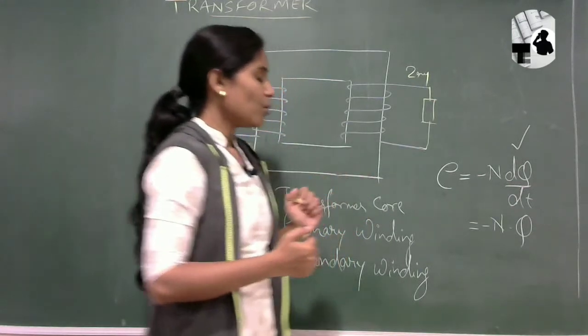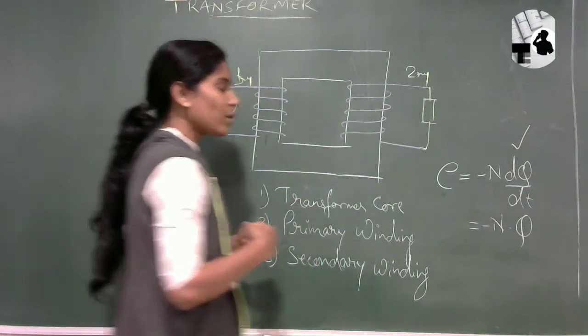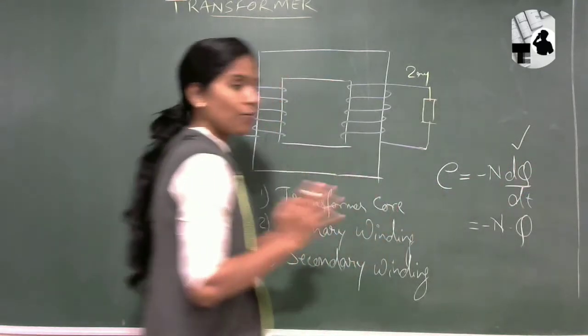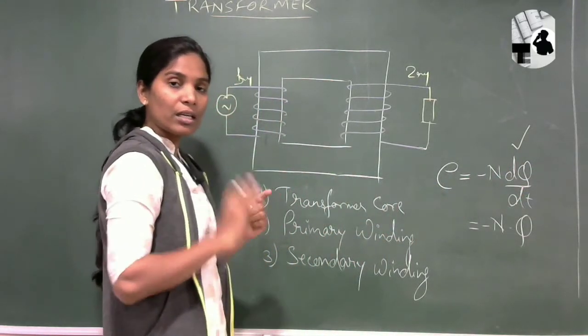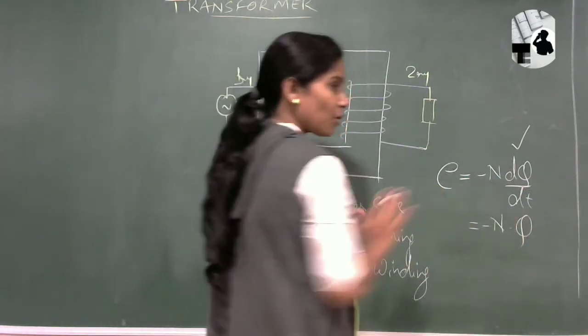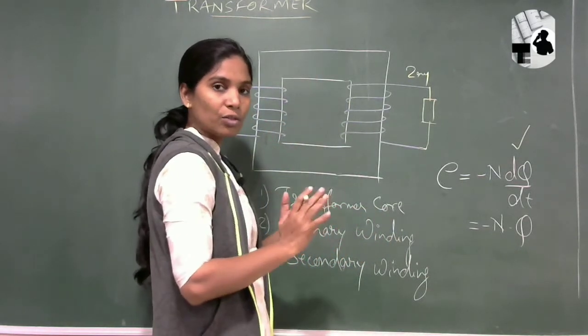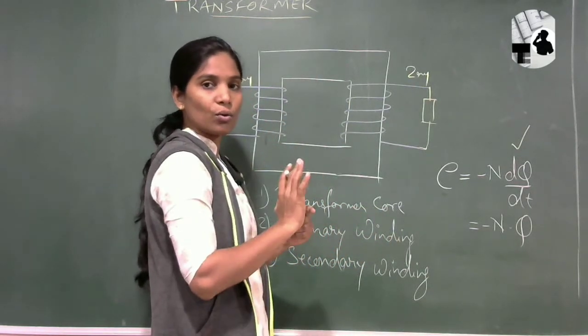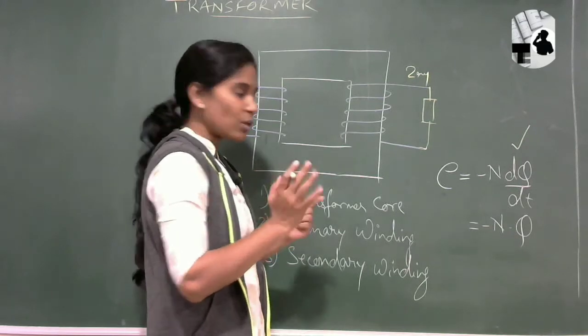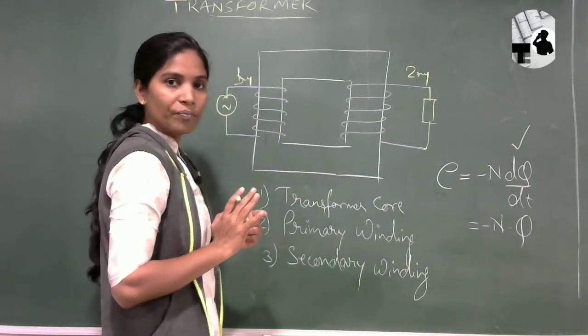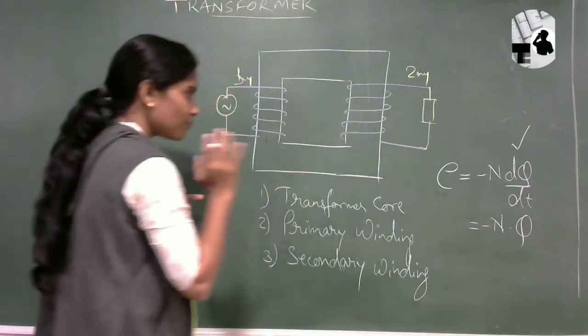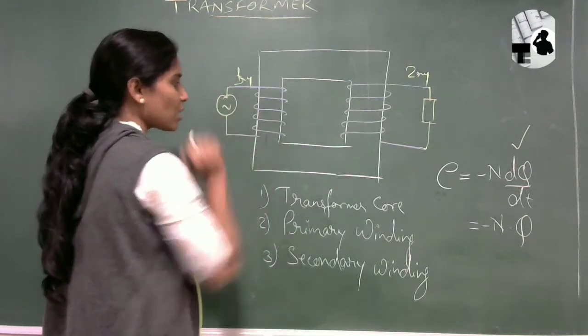So here also the same concept will be applied, that I should get some value of dφ/dt. If dφ/dt is 0, and we have some value of flux but the rate of change of flux is 0, that means the change in flux is 0, so there will be no EMF. That is a simple formula. So that same principle we are going to use in this transformer also.